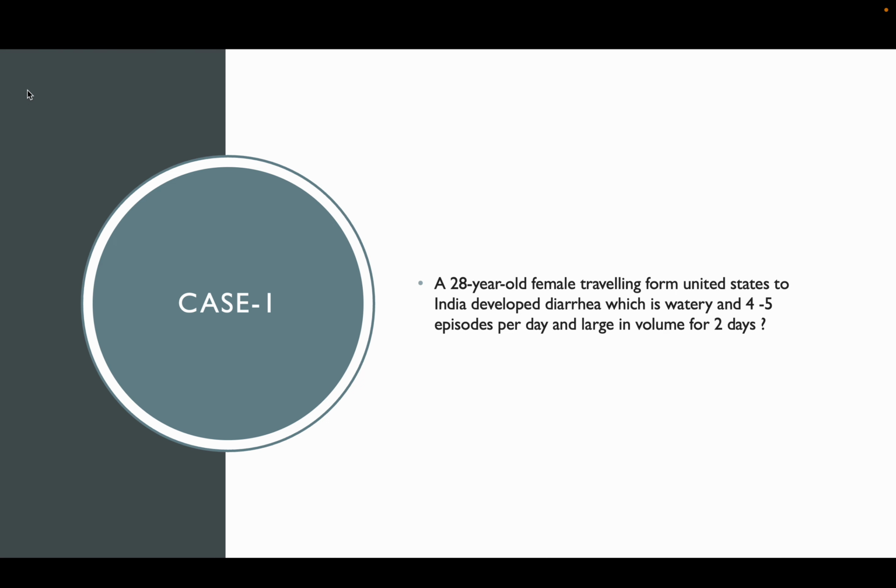This is a case of traveler's diarrhea, with a classical history of the patient traveling from USA to India, and small bowel diarrhea, enterotoxin. For mild symptoms, you can manage with ORS fluid. For moderate, you can give an oral antibiotic along with loperamide, or bismuth salicylate also. And for severe, definitely you should give antibiotics.